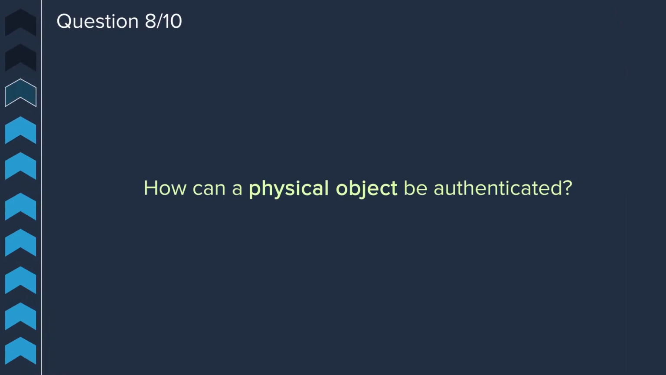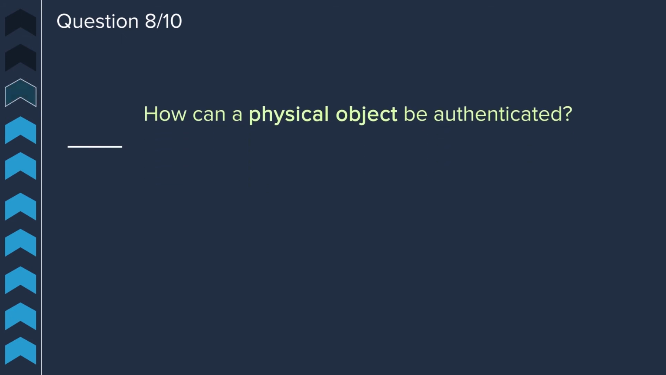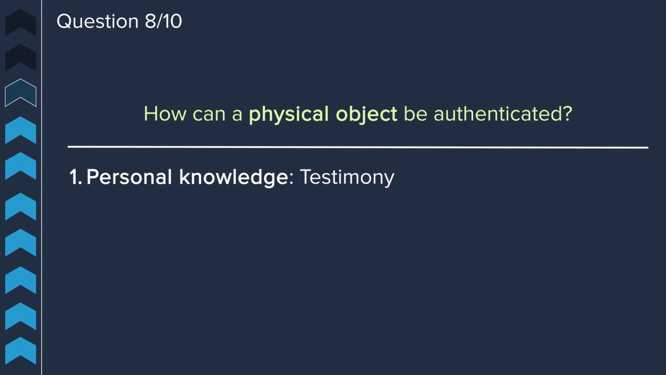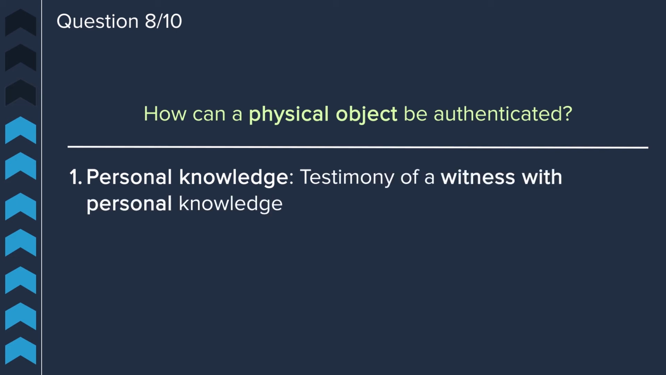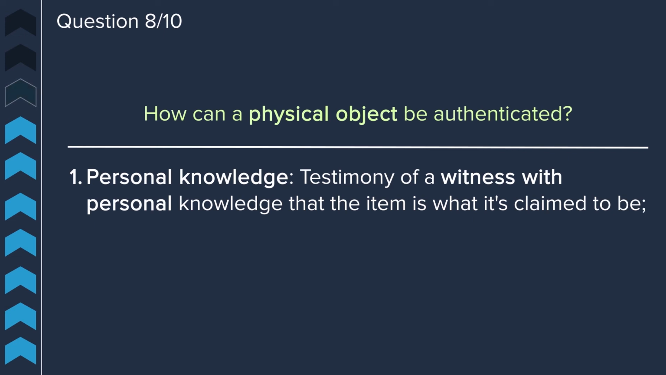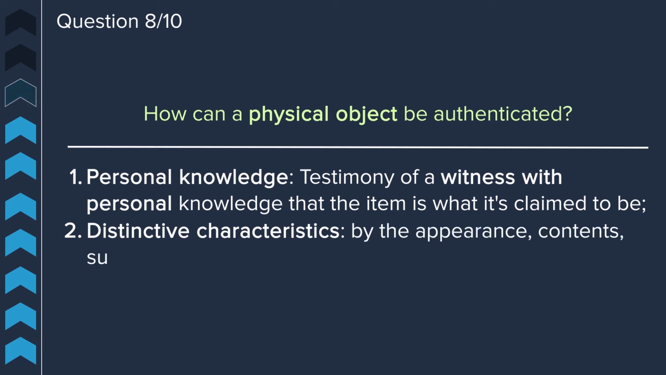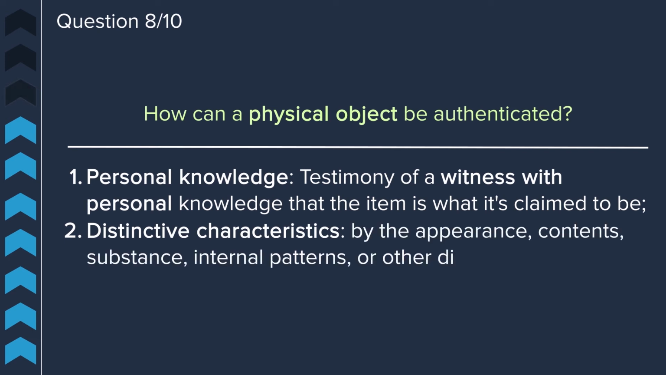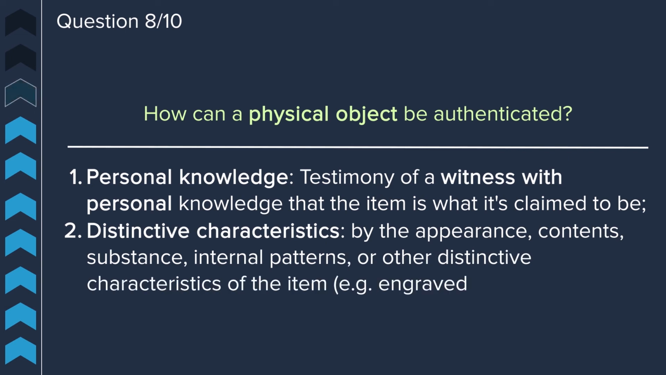Question 8. How can a physical object be authenticated? There's generally 3 main ways that a physical object can be authenticated. The first is via personal knowledge, meaning the testimony of a witness with personal knowledge that the item is what it's claimed to be. 2, by its distinctive characteristics, meaning it can be authenticated by its contents, substance, internal patterns, or other distinctive characteristics of the item. And lastly, it can be authenticated by the chain of custody.